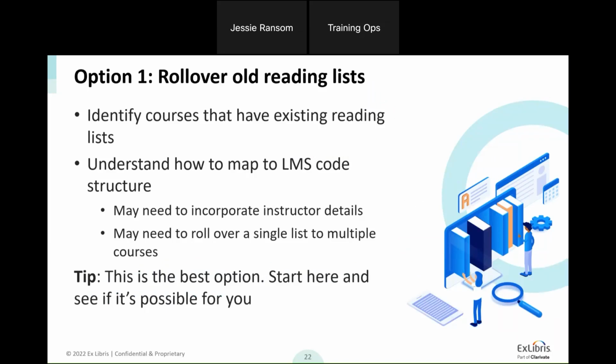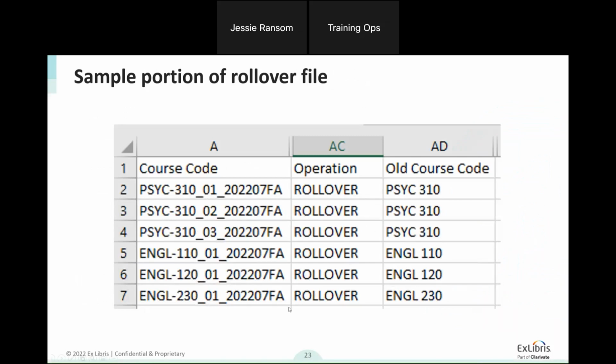Then you'd need to understand how to map the course code that you use in Alma outside of Leganto to the course code that you use for the learning management system. I'm going to flip back and forth here. Oh, this is much blurrier than I expected it to be. I'm sorry. I just wanted this as an example.